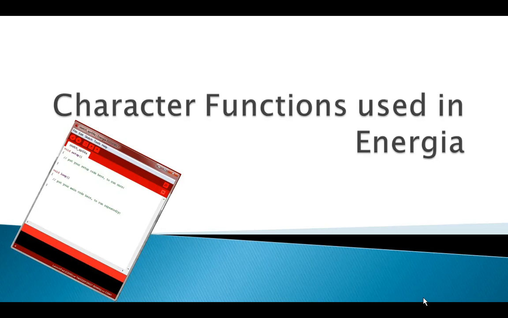Friends, this video is about character functions used in Arduino. So there are various characters: ASCII characters, hexadecimal, numbers, letters. One by one we will see the functions with which we can detect them.